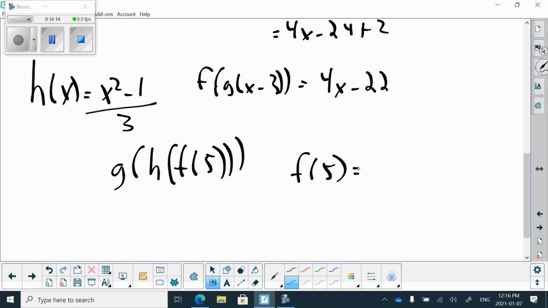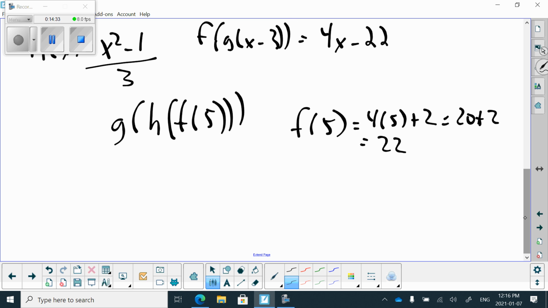And we use the f of x equals 4x plus 2. Yep. So what would that be filled in? 4 times 5 plus 2. Yep. Which would be? 20 plus 2. Yep. Okay, so that's our f of 5. So then what's the next part? Because we start on the inside, we just keep working our way out.